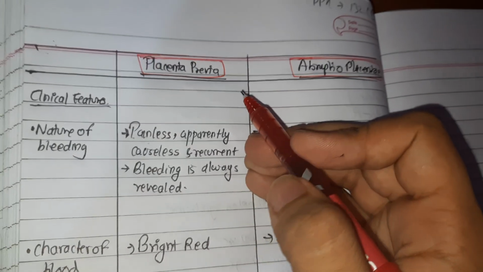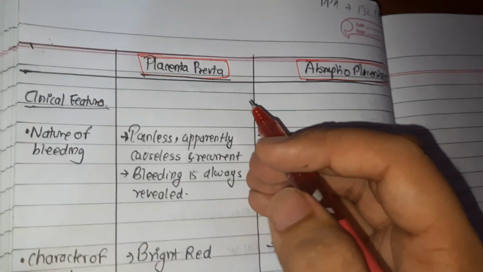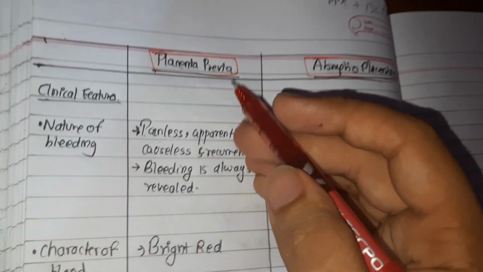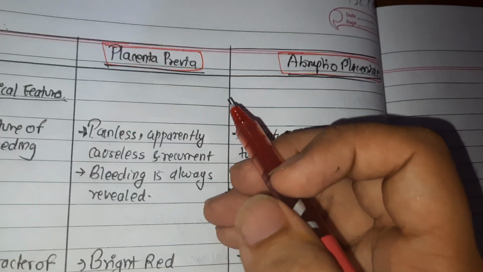Hello everyone. Today in this video we will be talking about the difference between placenta previa and abruptio placenta, one of the frequently asked questions. These two are important differential diagnoses of antepartum hemorrhage.